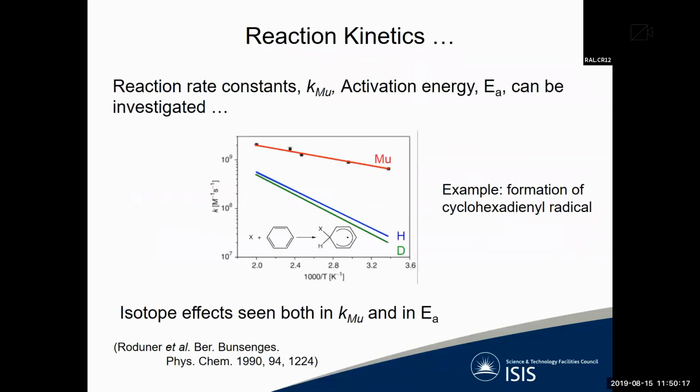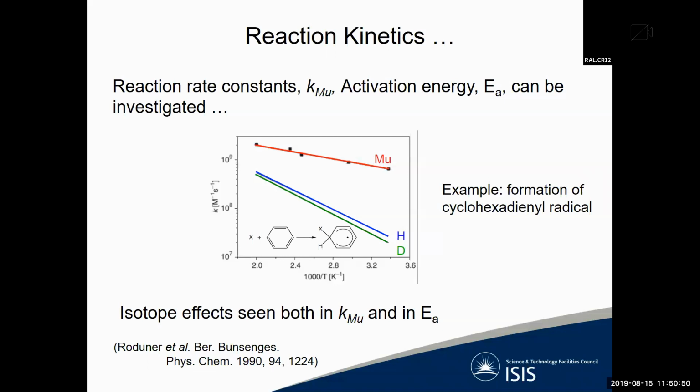So reaction kinetics. People have looked at the reaction rate constants, K mu, and then gone on to determine activation energies for reactions. Both of those can very easily be investigated with muonium. And there's an example I've put in here with muonium chemistry, with the formation of the cyclohexadienyl radicals, so essentially the addition of muonium onto the benzene ring.